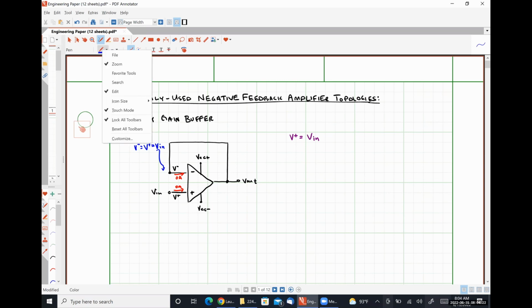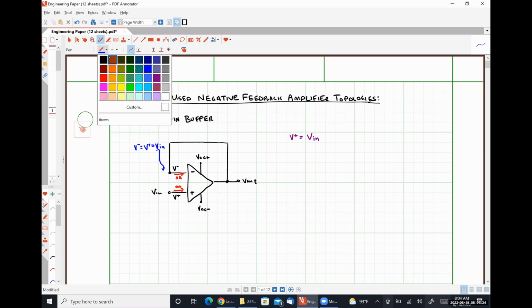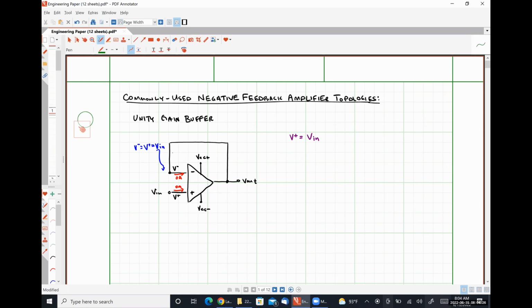So we're not going to write an equation for this, and I'll show you why here. If this is our current leaving the node, we have our current leaving the node in green plus 0 amps must equal 0 amps, which means this current in green also has to be 0 amps. We can determine that by inspection, so I'm not going to bother writing down the equation. And then our last step is to solve for V out.